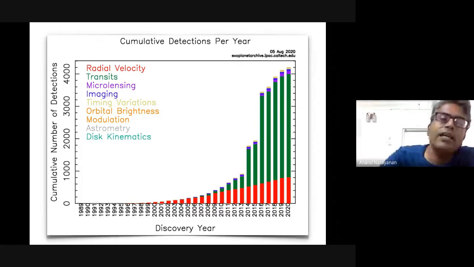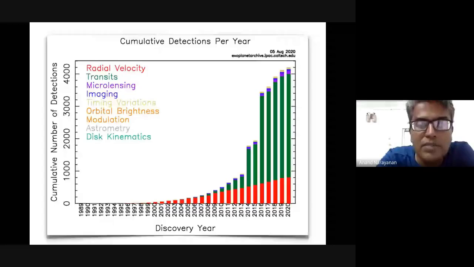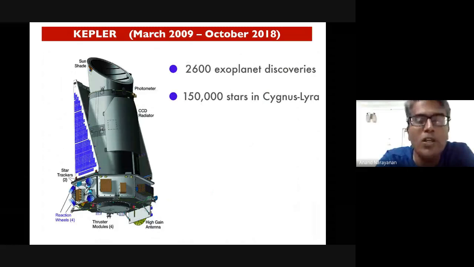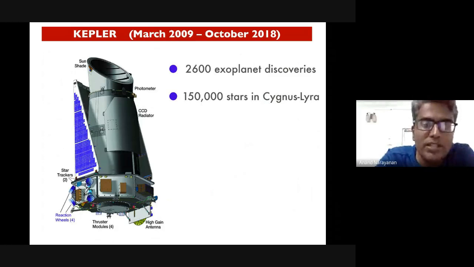And the reason why the transit method has been so successful is because in 2009, the American Space Agency launched a telescope into space. The telescope is called the Kepler Space Telescope, and it was launched with an exclusive mission to find planets orbiting other stars using the transit method. This Kepler Space Telescope is no longer operational. It completed about 10 years of operation from space.